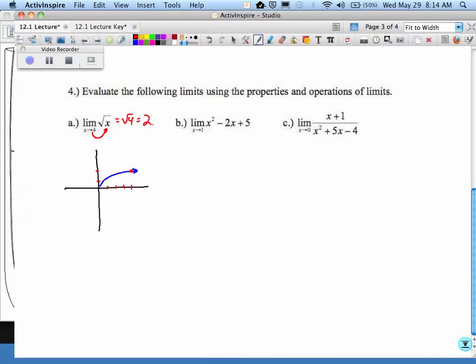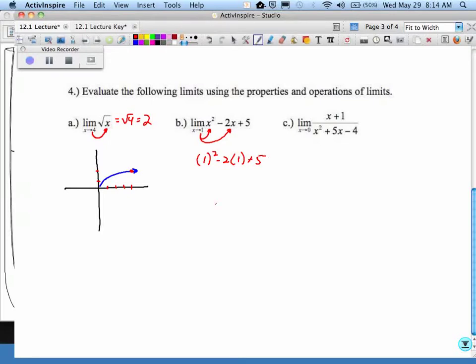what about x squared minus 2x plus 5? Think about that graph. Parabola, U-shaped graph. It's continuous, right? Its domain is everywhere. There are no restrictions on that domain. So we should be able to plug the 1 in there. So I get 1 squared minus 2 times 1 plus 5. What do you get?